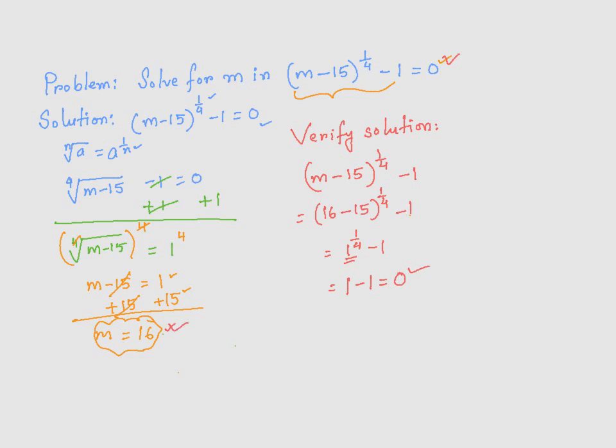So that means m equal to 16 is a solution to this given equation, even though this may not be the only solution, so keep that in mind. But for our purpose, we are dealing with real numbers, meaning numbers that come from the number line, and this solution is an acceptable one.